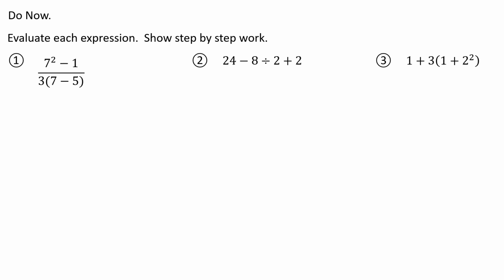Now remember, the numerator and the denominator have to be done separately as if they're inside parentheses. So in the numerator, I got exponent or subtract. Well, exponent would happen first. So 7 times 7 makes 49. And of course, 49 take away 1 would leave me with a 48. So there's my numerator. In the denominator, well, inside the parentheses, we take priority. 7 subtract 5 is 2. And then 3 times 2 makes 6.